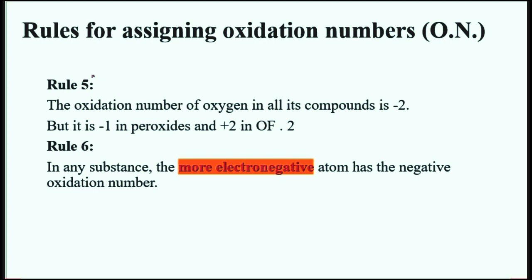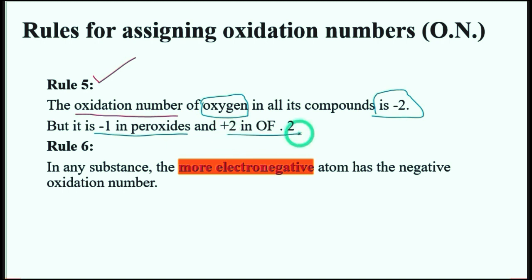We are going to discuss rule number 5. In rule number 5, we will discuss the oxidation number of oxygen. In most compounds, the oxidation number of oxygen is -2, but in peroxides, the oxidation number of oxygen is -1, and in oxyfluorides, the oxidation number of oxygen is +2.